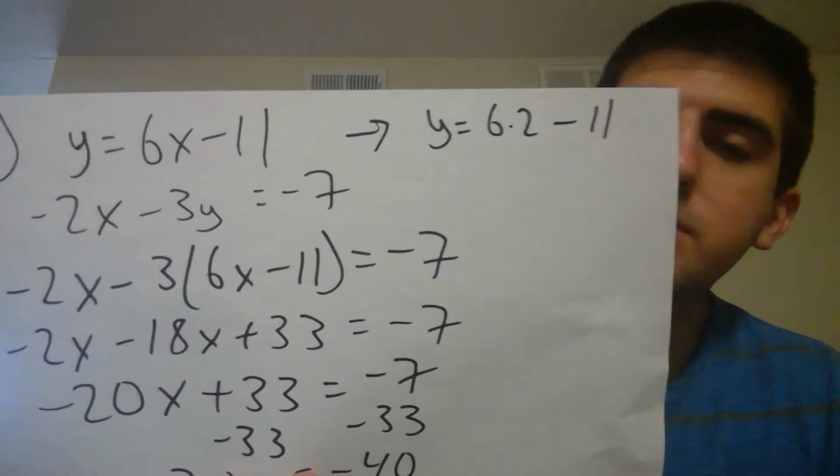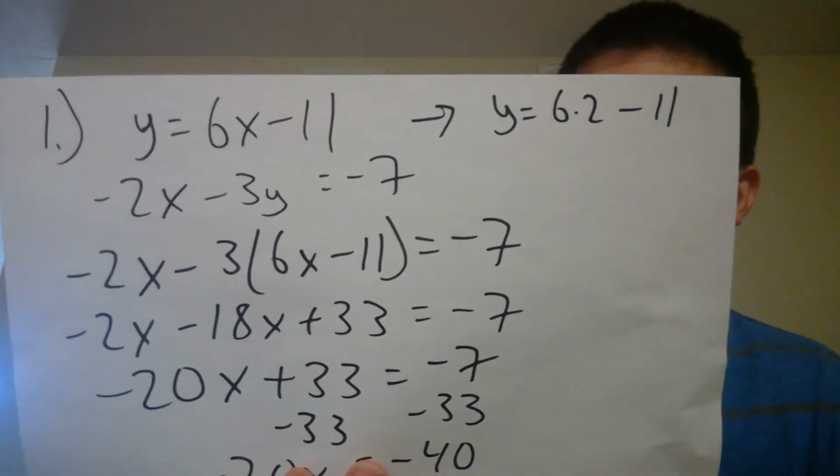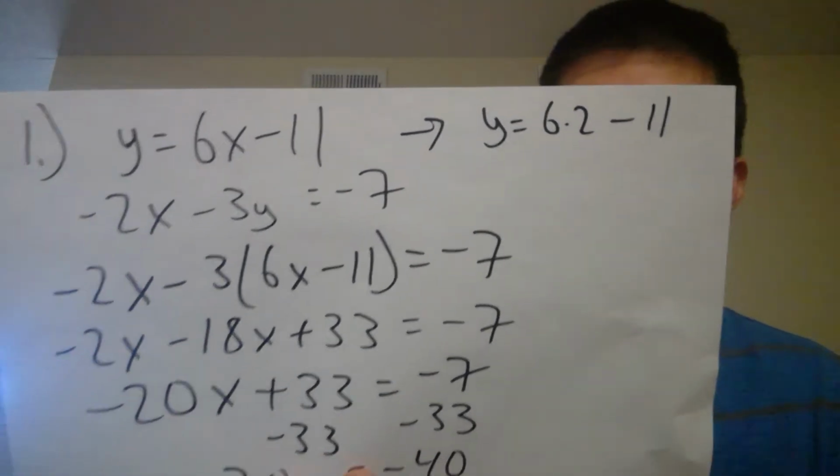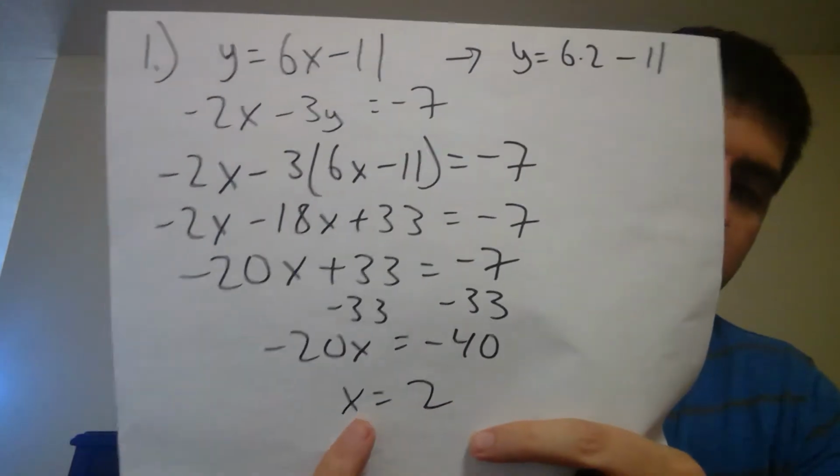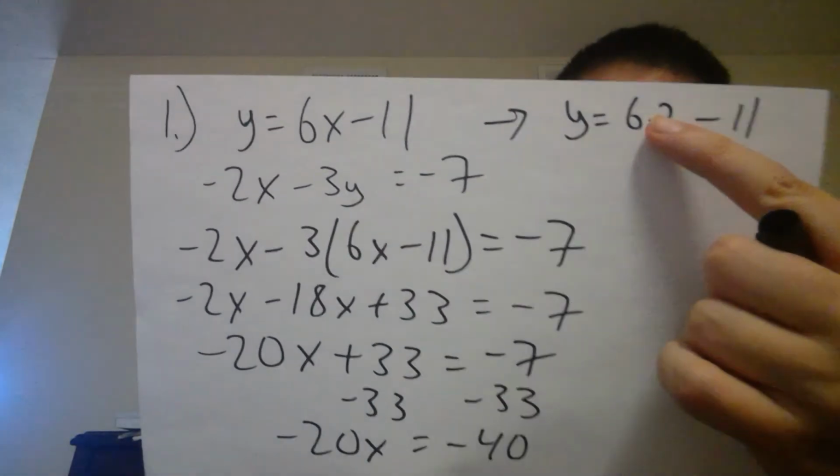So again, where it was y equals 6x minus 11, now it's y equals 6 times 2 minus 11, because we know that x is equal to 2. We figured that out. 6 times 2 is 12. 12 take away 11 is 1. And so our final answer is 2, 1. All right, so that's one example here.